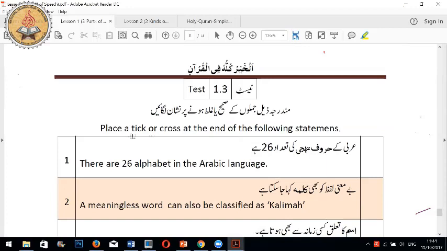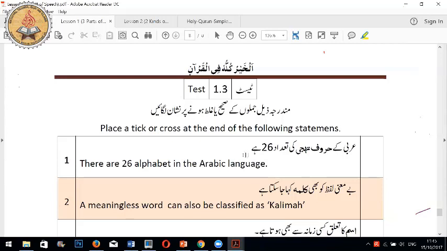Please place a tick or cross at the end of the following statements. There are 26 alphabet in the Arabic language. This is my statement, for the sake of examination, testing your knowledge, how far did you learn so far? So this is my statement: there are 26 alphabet in the Arabic language. So what will be your answer? Write down whether it is correct or incorrect.